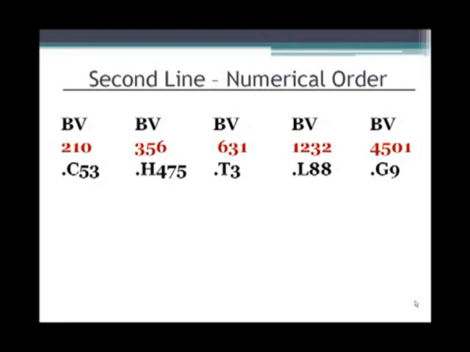After the first line is in order, you find the section where all the books have the same first line. Go to the second line. The second line is always a number and is put in numerical order. 210 before 356, and so on. So BV 1284 will be in between BV 1232 and BV 4501.